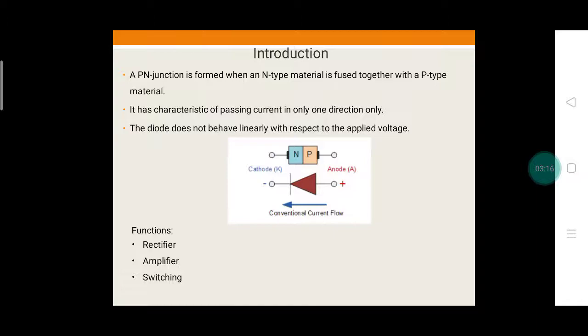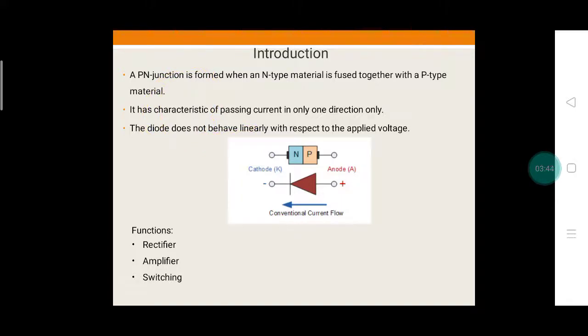Third is insulators. Insulators are materials that do not provide any type of conduction. There is no conduction from the valence band to the conduction band in insulators, and the forbidden energy gap is quite large. Examples are wood, rubber, etc. All these are used as insulators. Now let's start with the p-n junction.